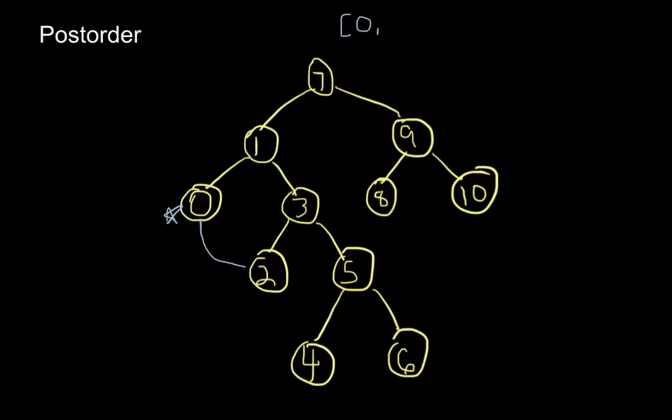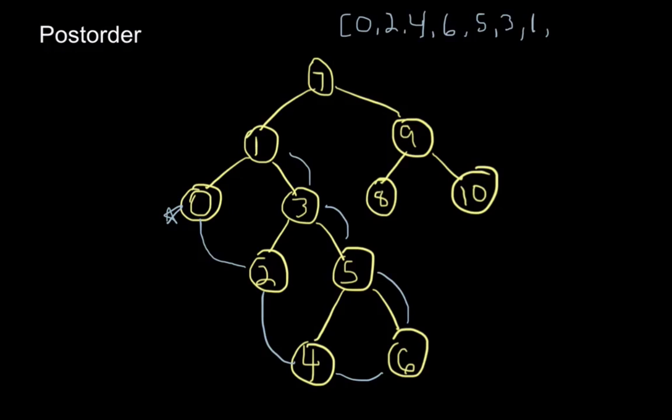So the next one would be 2, and then 4. Now this is where it gets a little bit tricky. Instead of going back up to 1, which you may think would be the natural thing to do, we actually continue just going down the line, and so 4 would go to 6, and then 6 would go to 5, 5 to 3, 3 to 1, and you don't go up to the root yet.